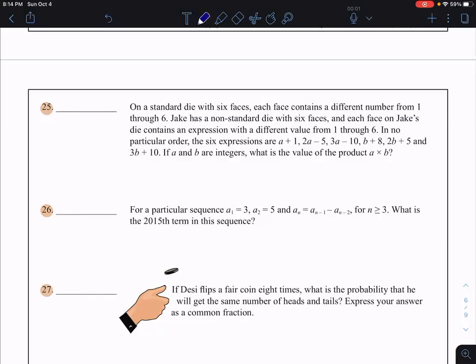First of all, we know that we want to know what the sum of all of these expressions are. And we know that all of these expressions are equal to some value between 1 and 6. And each expression has a different value. So that means our sum is just 1 plus 2 plus 3 plus all the way up to 6. And that's just equal to 21. So our sum is 21. Now we're going to add up all of these expressions.